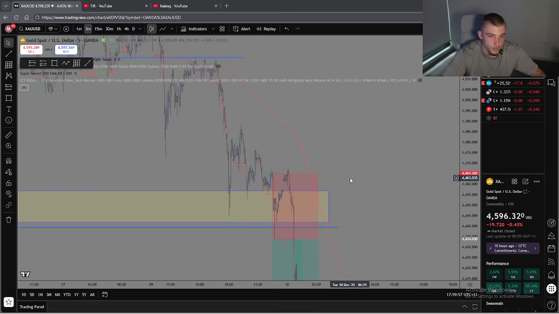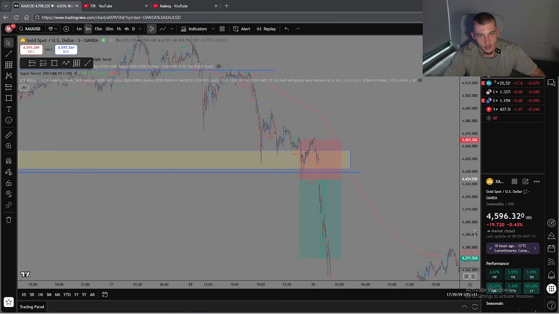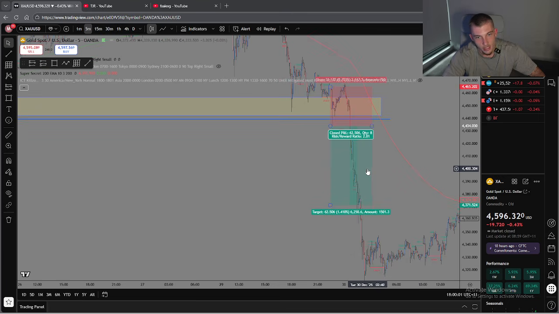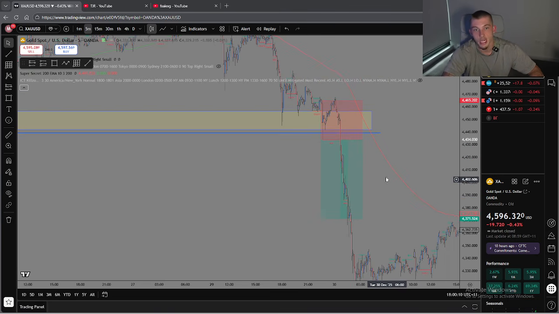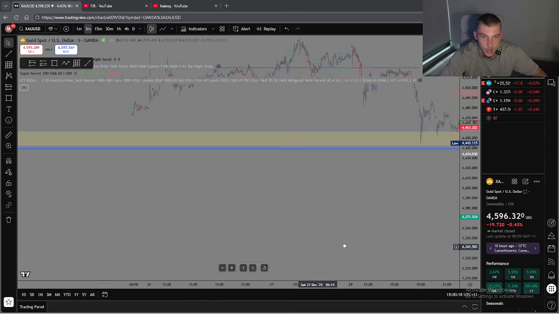Now, what I did with this trade is obviously a 2-ratio stop loss to take profit. This means if I was willing to risk $500, I would have made $1,000. If I was willing to risk $1,000 on the stop loss, I would have made $2,000. So that is just how you would do it, whatever you want to make on that, $50 to $100, up to you.